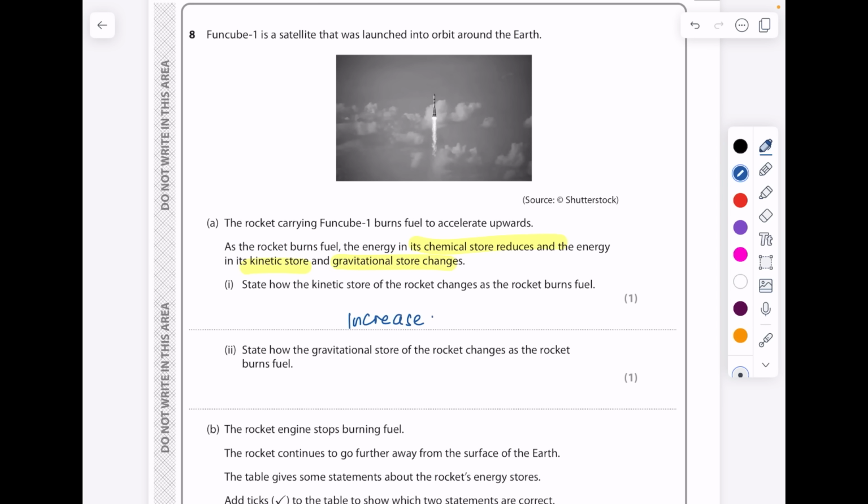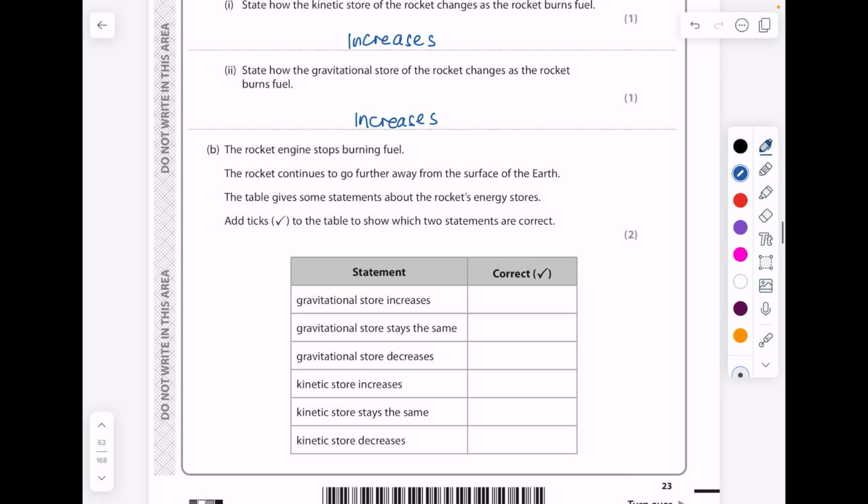State how the gravitational store of the rocket changes as the rocket burns fuel. Well, it's going up, which means it gains height. GPE equals mgh. We've increased our h value, so our gravitational store will also increase. The rocket engine stops burning fuel. The rocket continues to go further away from the surface of the Earth.